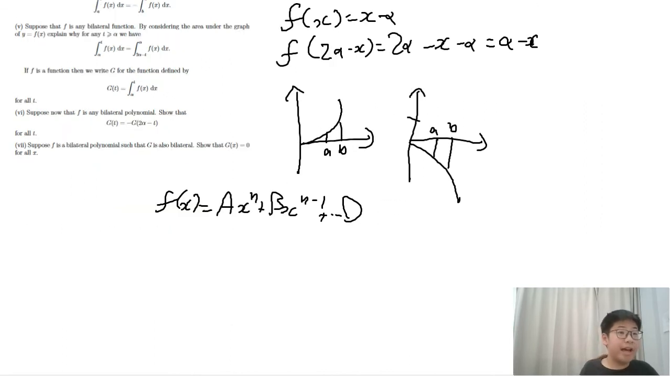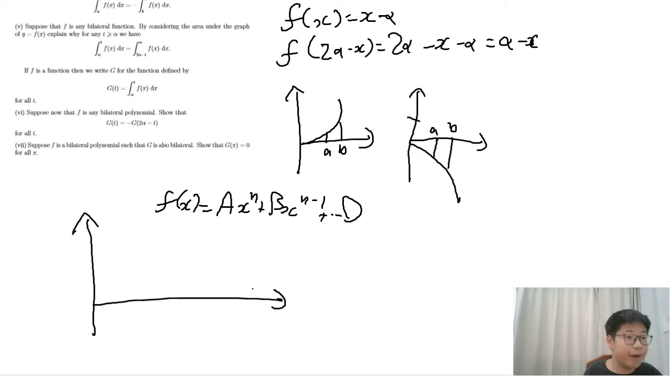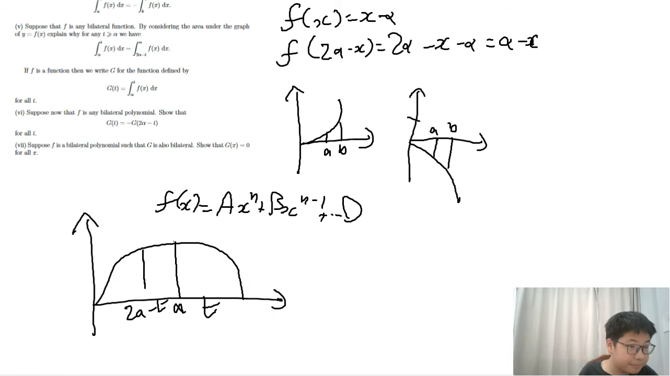So suppose that f is any bilateral function. This is actually very easy to prove if we use some graphs. Let's assume our bilateral function looks like this, where it can look like something else altogether. This is alpha, this is t, this is 2 alpha minus t. We are now going to draw, this is a, and this is also a due to a reflection around alpha.